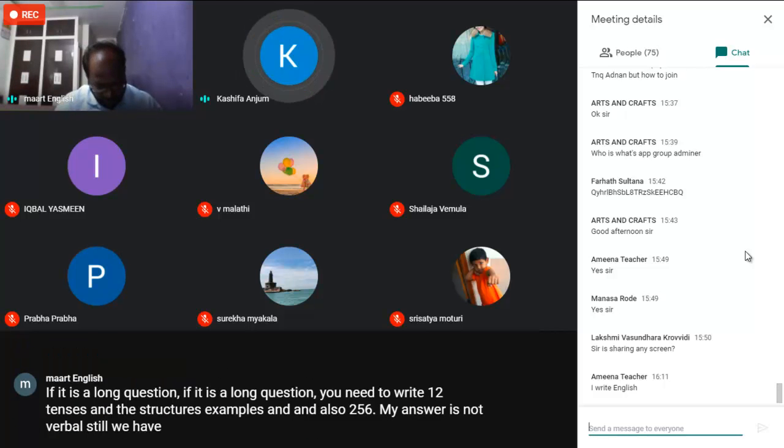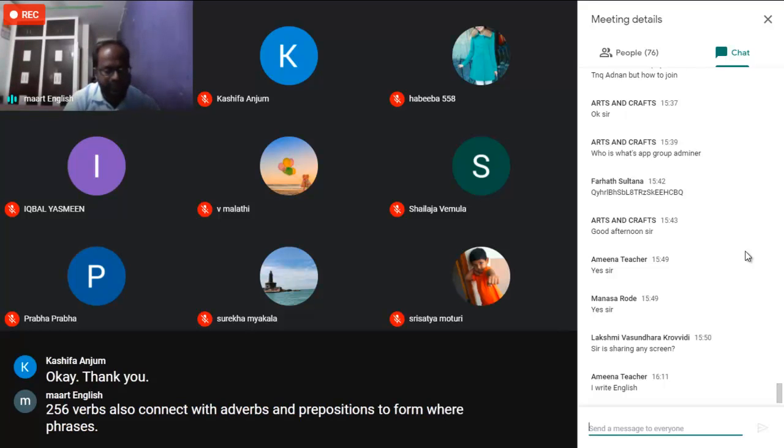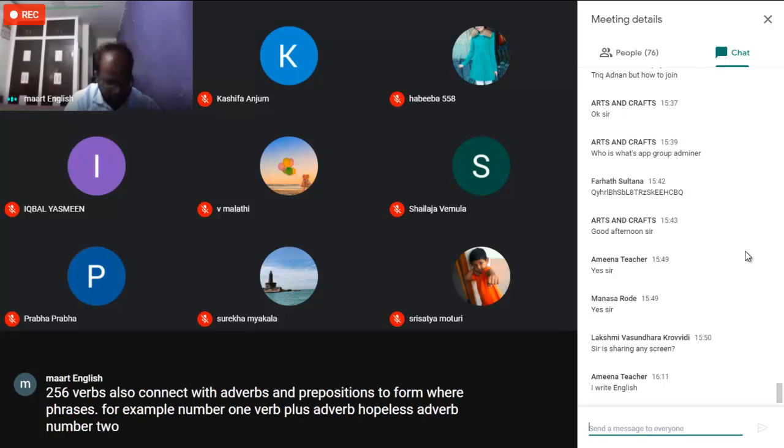Okay, open page number 256. Verbs also connect with adverbs and prepositions to form verb phrases. For example, number 1, verb plus adverb. Number 2, verb plus adverb of manner.